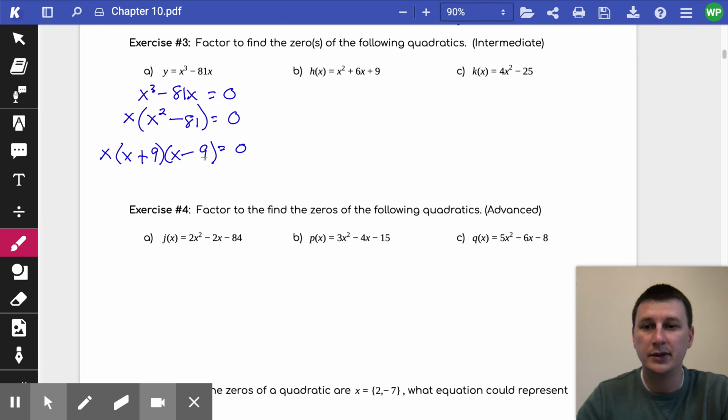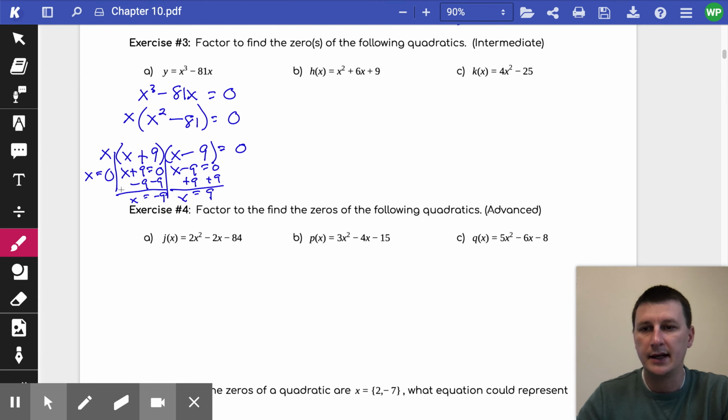So now that I have it completely factored, I'm going to do exactly what I did in number 2, and I'm going to set each one equal to 0. This one's going to be simple because x equals 0. There it is. Now I'm going to have x plus 9 equals 0, and x minus 9 equals 0. So over here, I'm going to subtract 9 from both sides. I'm going to get x is equal to negative 9. And over here, I'm going to add 9 to both sides. I'm going to get x is equal to positive 9.